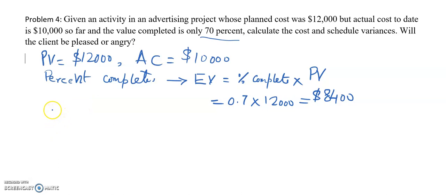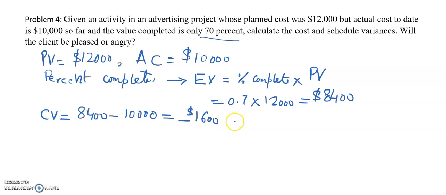Let's find the cost variance and the schedule variance. Cost variance will be earned value 8,400 minus the actual cost 10,000. So in this case, as you can see, it will be negative $1,600. So cost variance is negative, so the project is over budget. Client will not be happy.